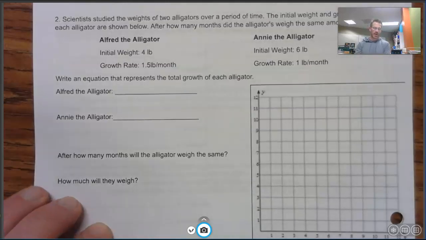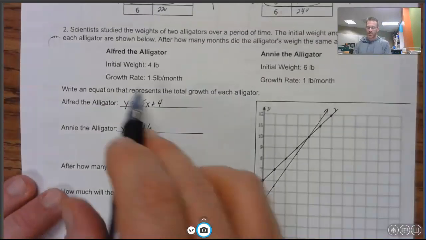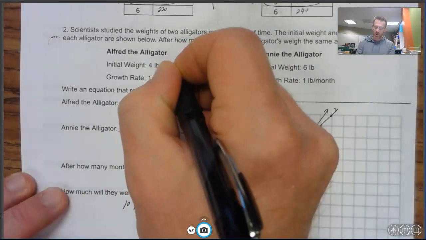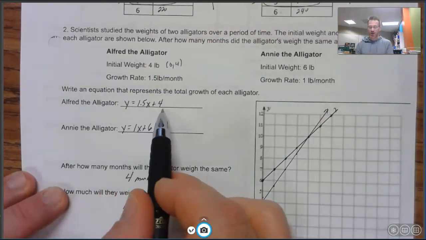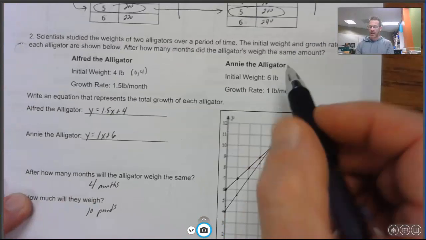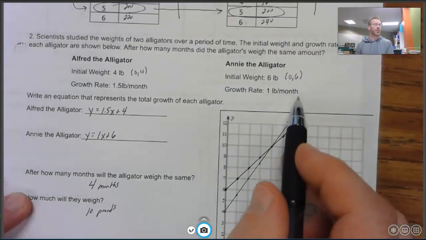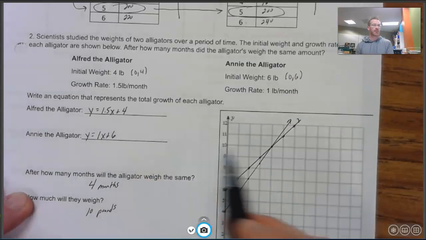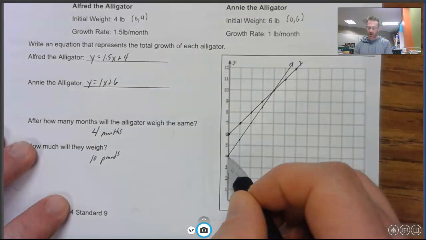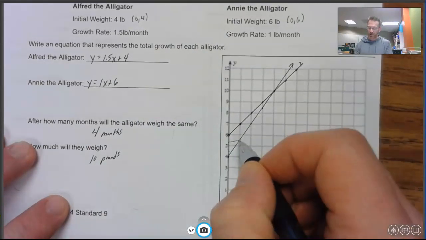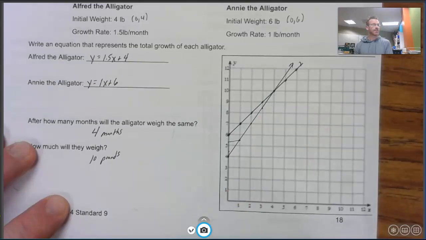All right, so here is my work. Once again, my initial weight, that's my starting point, and that would have been (0, 4), and then there's my equation, 1.5x + 4. For Annie, my starting point would have been (0, 6). My growth rate is 1, so 1x + 6. And then if we go to the graph, I start at 4, that's my y-intercept, and I go up 1.5 pounds per month, up 1.5 pounds per month. And I get to that.